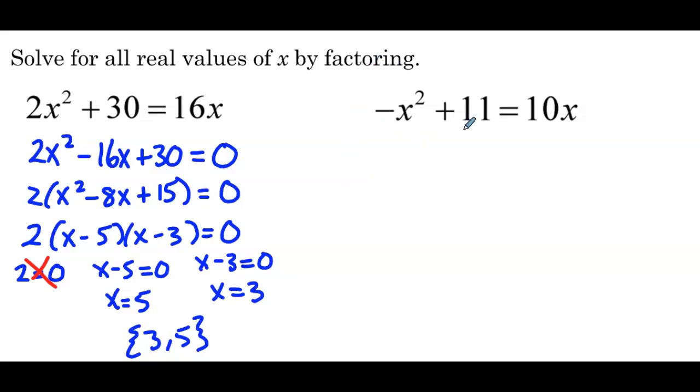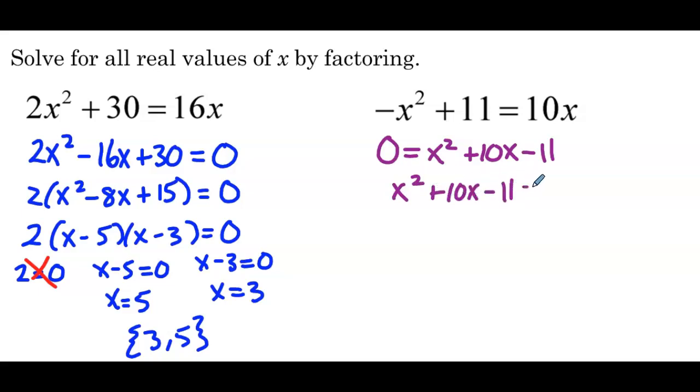Next up, we have negative x squared plus 11 equals 10x. So in this case, I'm actually going to move the two terms on the left over to the right. So I'm going to have 0 equals x squared plus 10x minus 11. Now that looks a little bit weird, so let's just switch those sides real quick. So x squared plus 10x minus 11 equals 0. We haven't changed the equation, we've just changed how it looks. But the benefit of moving these two terms to the other side of the equation is now we have a positive x squared.